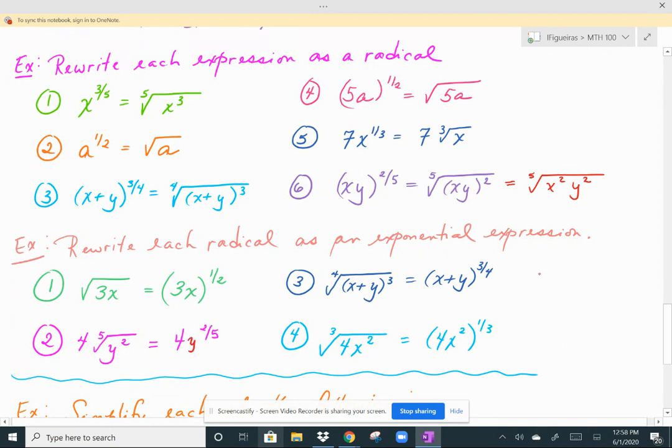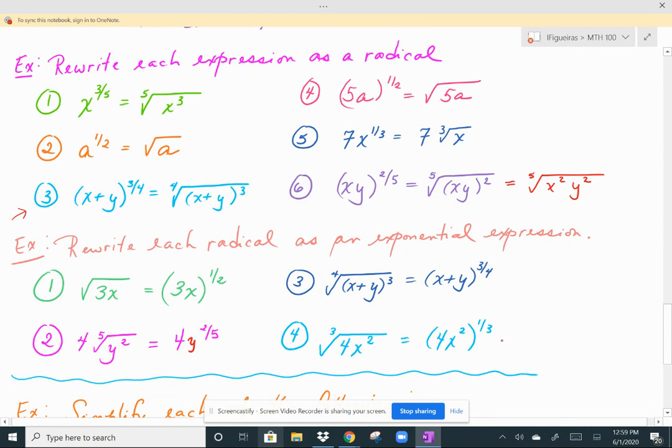Okay, here's another one. I have the fourth root of x plus y cubed. Well, that one should look familiar. We just did that here. So that's the same as x plus y to the 3/4 power. And then finally, our last one, I have the cube root of 4x squared. This time, both the 4 and the x squared are inside of the radical. So it will be 4x squared to the 1/3.